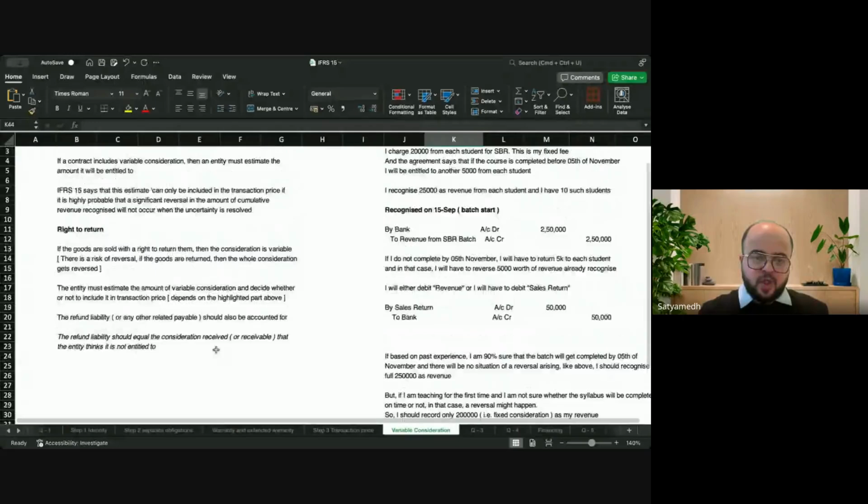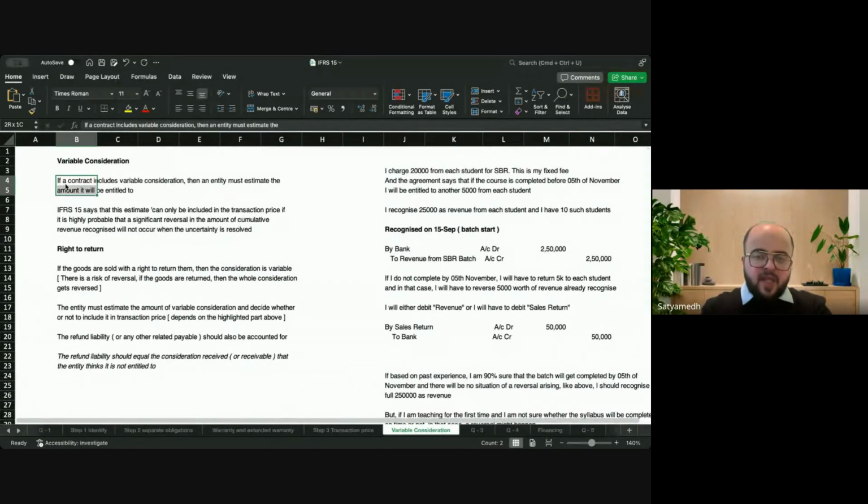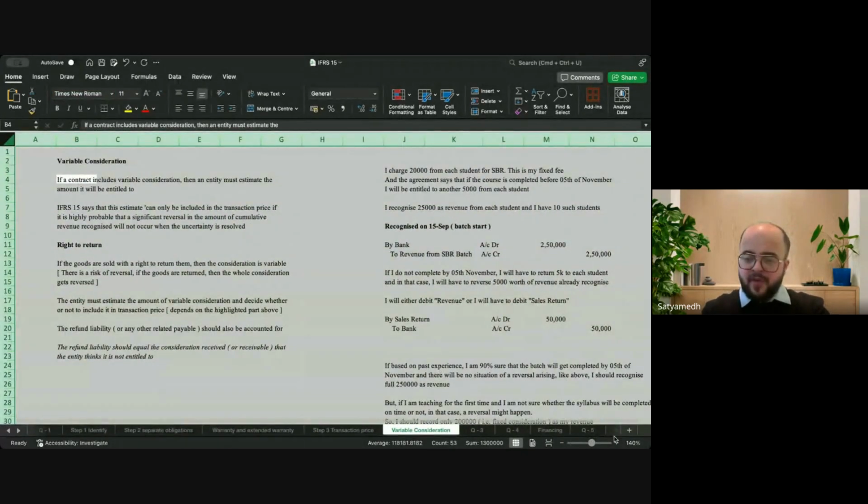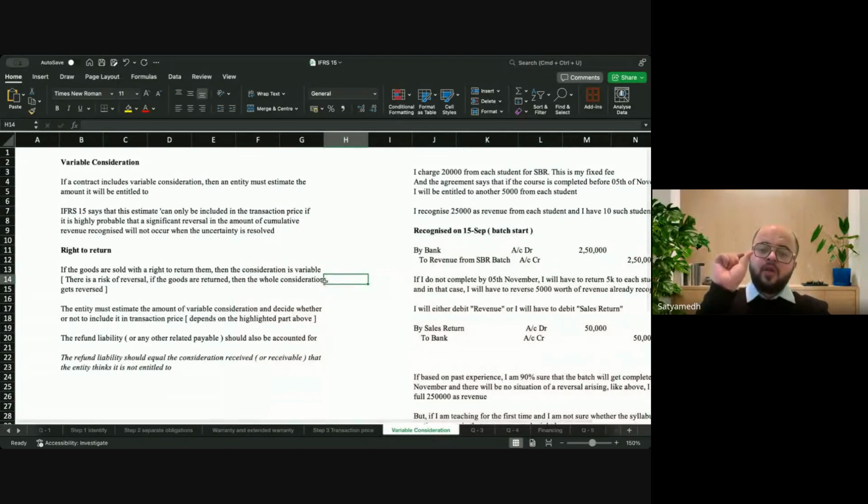Now, pay attention. What is variable consideration? Variable means something that is not fixed. But this is not the only definition of the term variable consideration. Let us see what IFRS 15 has to say on this. If a contract includes variable consideration, then an entity must estimate the amount it will be entitled to.